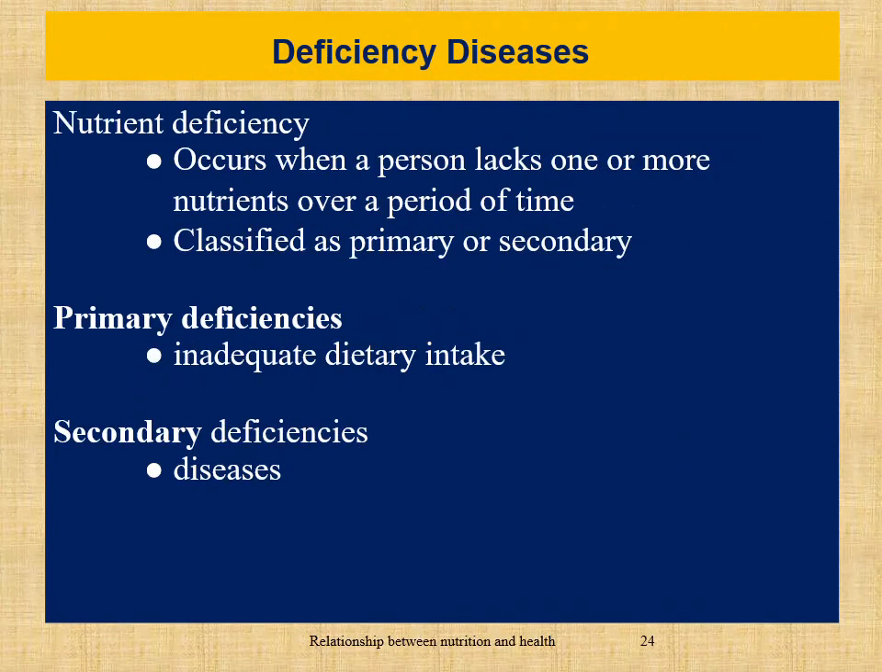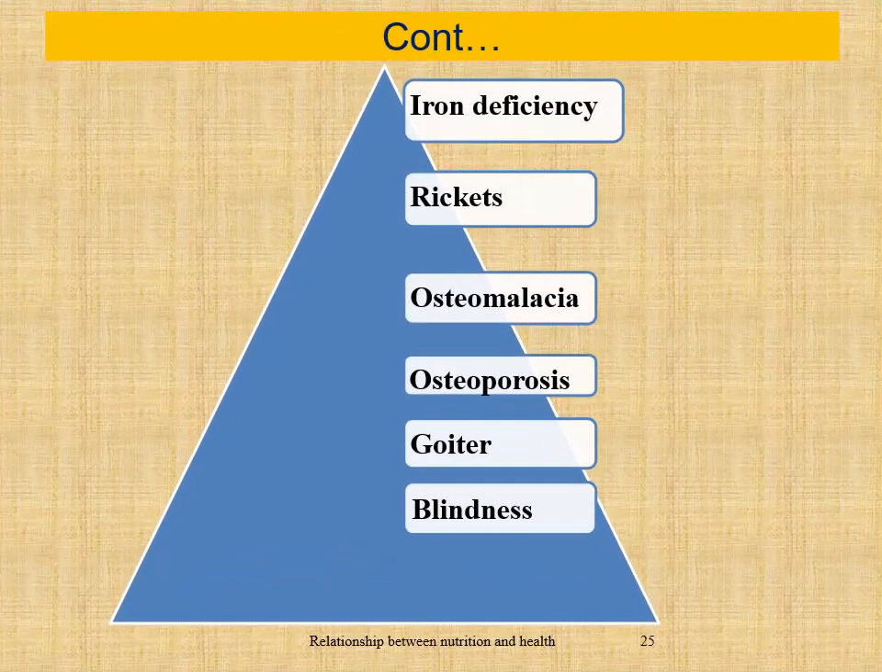Deficiency diseases. Nutrient deficiency occurs when a person lacks one or more nutrients over a period of time. Nutrient deficiency can be classified as primary or secondary. Primary deficiencies are caused by inadequate dietary intake, whereas secondary deficiencies are caused by diseases that may cause malabsorption, accelerated excretion, or destruction of the nutrients. Examples of nutrient deficiencies are iron deficiency, Rickets, Osteomalacia, Osteoporosis, Goiter, blindness, among others.